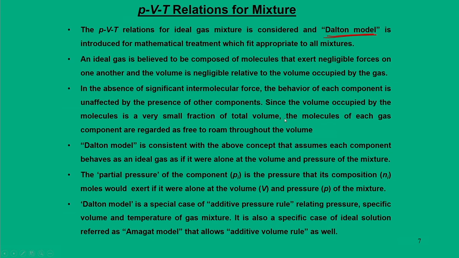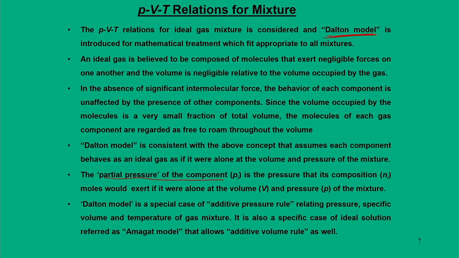So, Dalton's model takes advantage of these considerations, and he proposed a concept which we call partial pressure for the component of the mixture. Considering Dalton's model, which is consistent with the above concept, it is assumed that each component behaves as an ideal gas as if it were alone at the volume and temperature of the mixture. He defined the partial pressure of the component, Pi, as the pressure that its composition, Ni moles, would exert if it were at volume V and pressure P of the mixture.